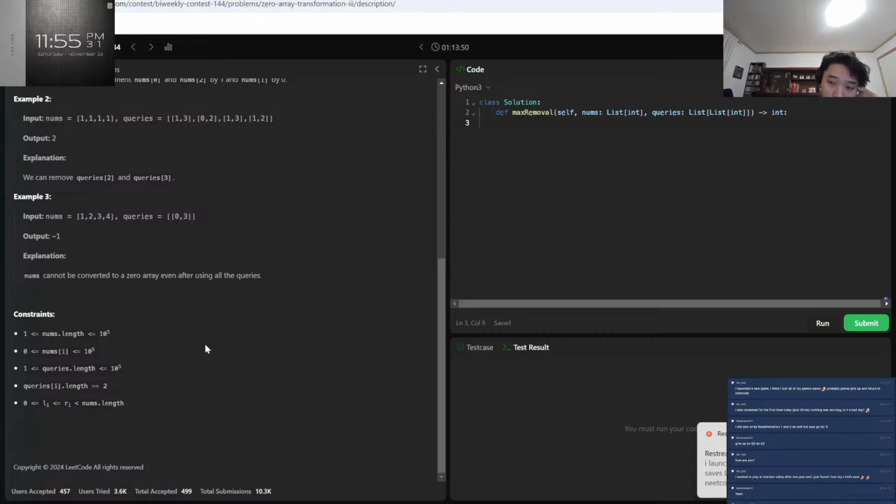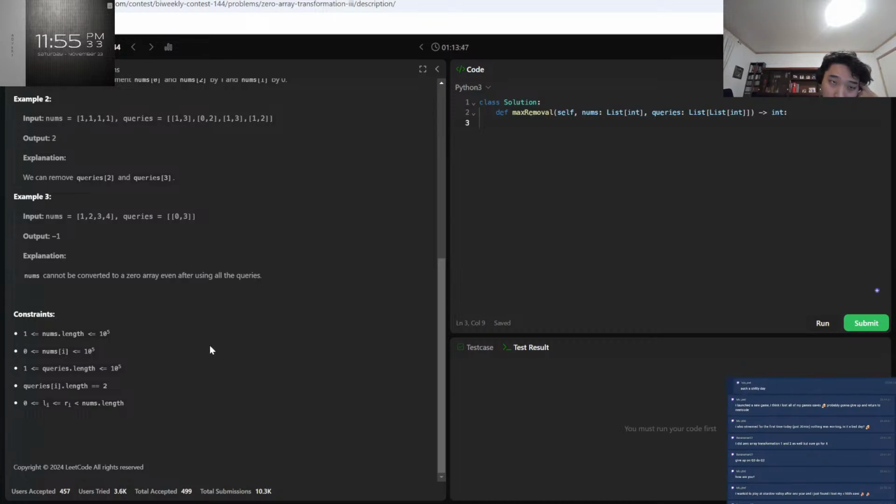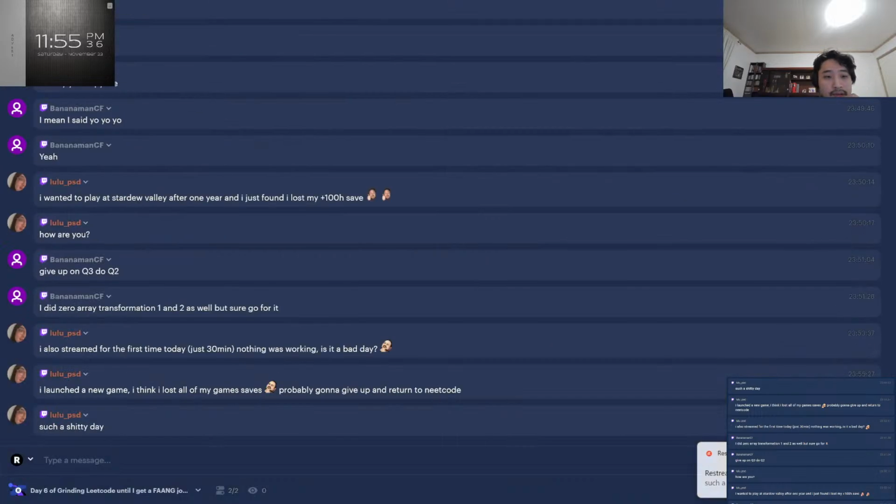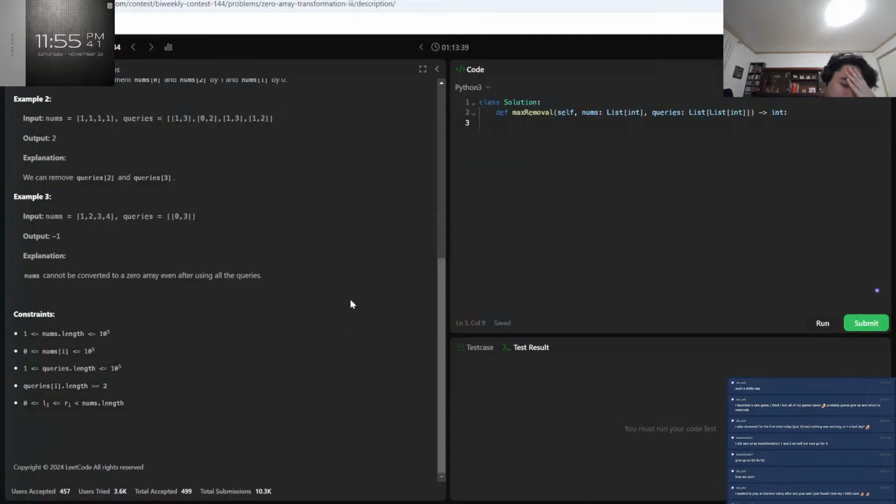Lulu_PSD, I launched a new game. I think I lost all of my game saves. Probably gonna give up and return to Leetcode. Such a shitty day. It can be like that sometimes. It will be fine. It depends on the game, but for a lot of games I actually prefer having to restart, just to rediscover the game anew, especially if it's been a year since I played. But I know it's painful to lose a 100-hour-plus file. I know the pain, but sometimes it's just like that.